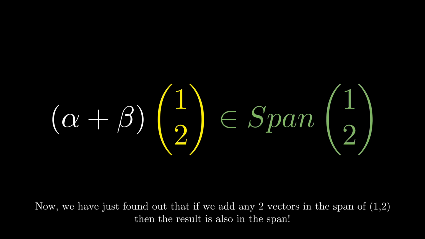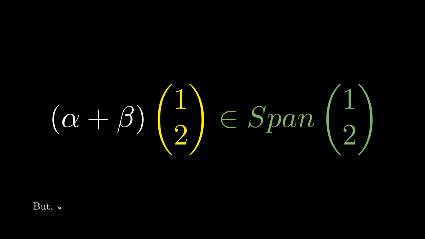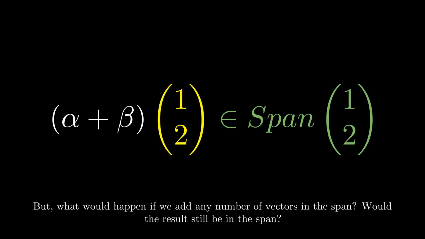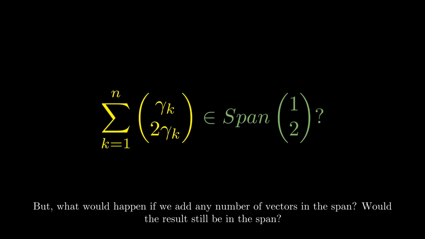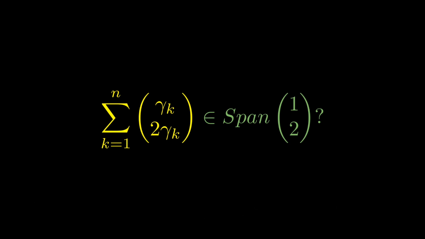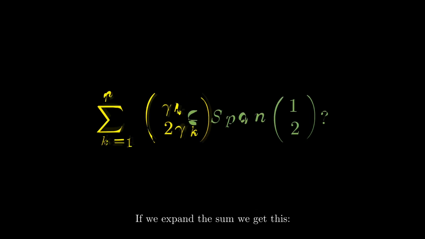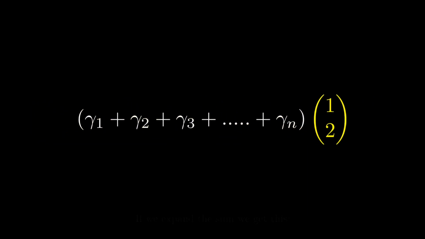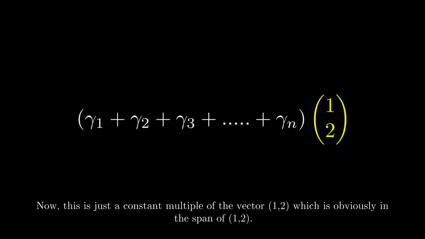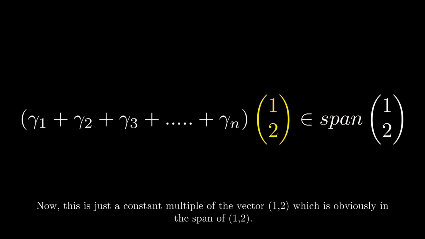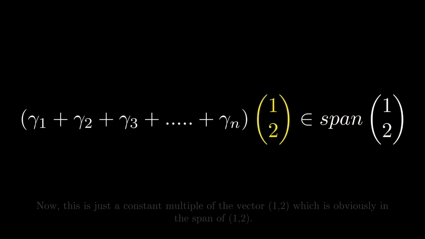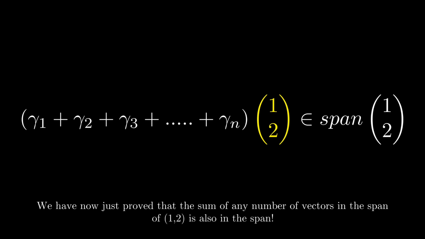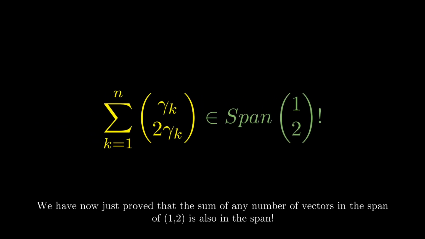Now, we have just found out that if we add two vectors in the span, then the result is also in the span. But, what would happen if we add any number of vectors in the span? Would the result still be in span? If we expand the sum, we get this. Now, this is just a constant multiple of 1, 2, which is obviously in the span of 1, 2. We have now just proved that the sum of any number of vectors in the span of 1, 2 is also in the span.